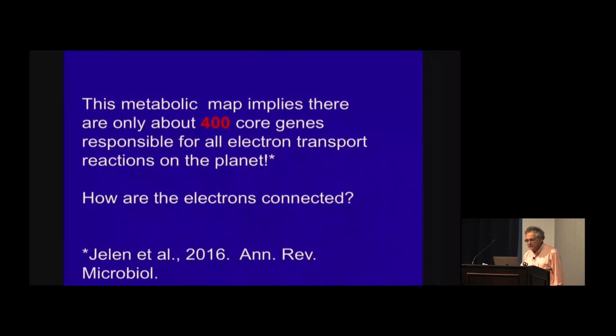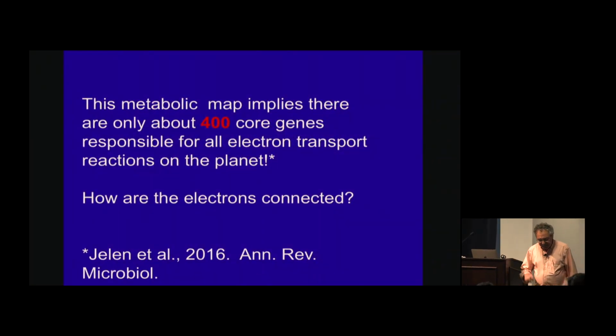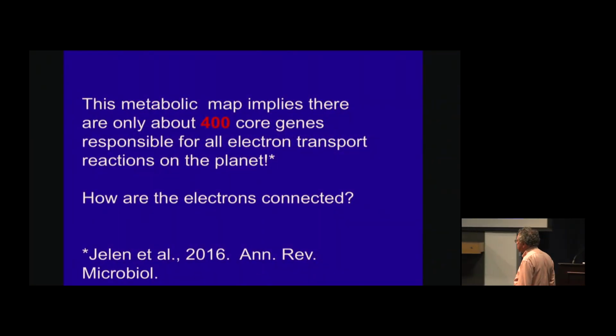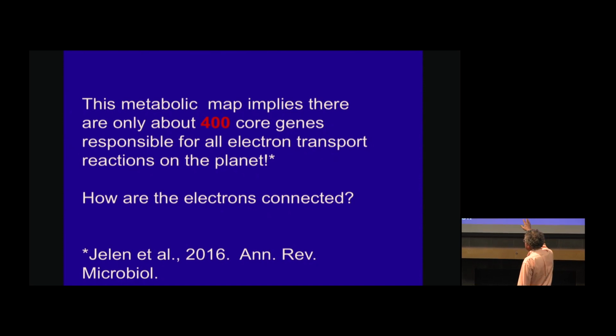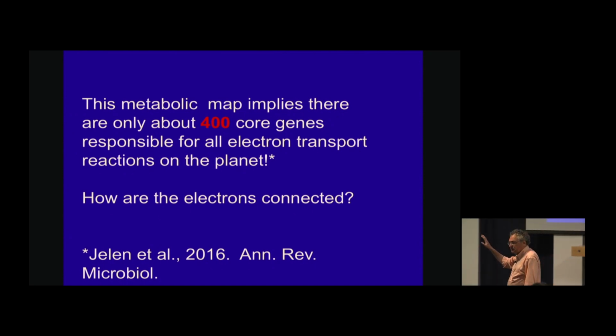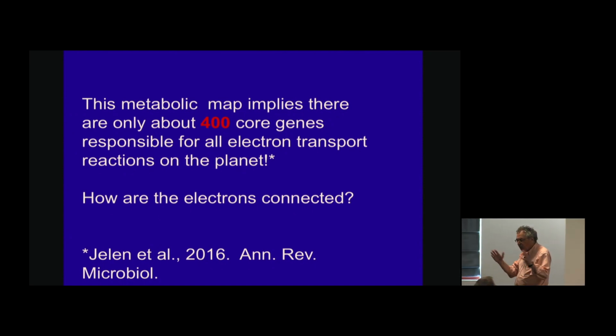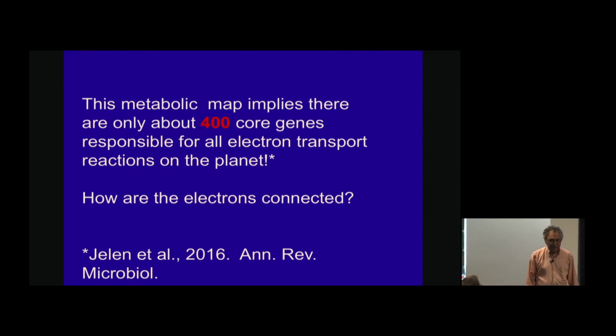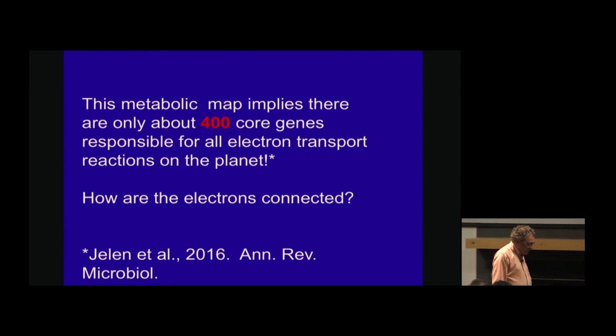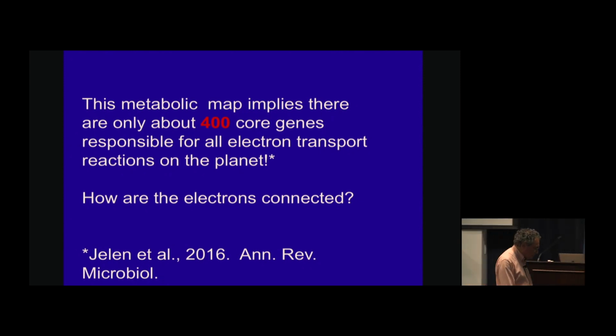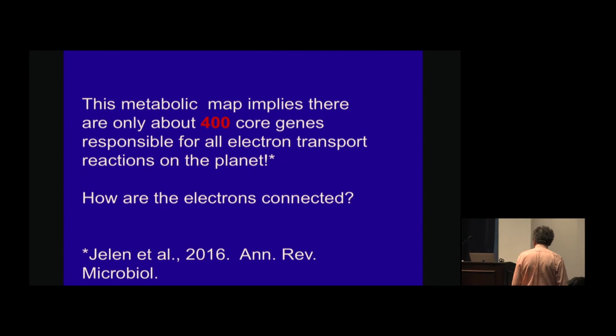Now, here's the story. That map that I showed you, I wrote in Science, when we wrote that paper, there were 1,500 core genes. That's wrong. My student, Ben Yellen, annotated that very carefully. There are 396. That's it. 396 genes that move all the electrons across the tree of life. 140 of them are in oxygenic photosynthesis. So the rest of them are in different areas of metabolism.